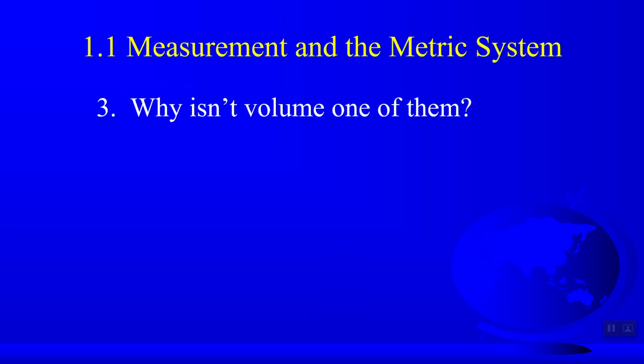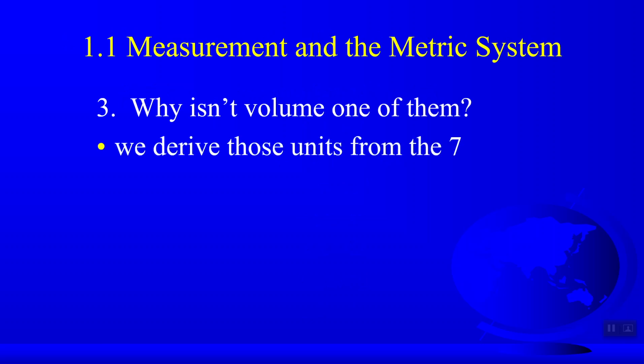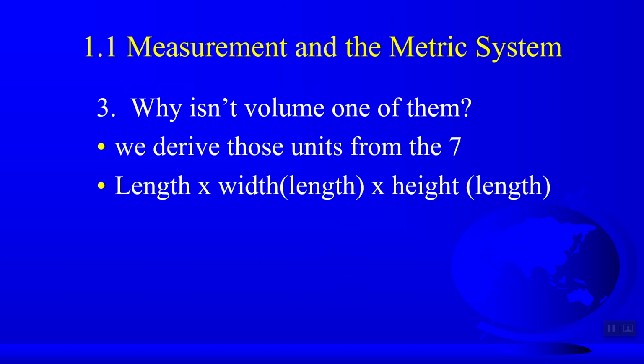So, why isn't volume one of them? Why didn't we put liters there? Because volume is derived from the units of the seven. What does it mean to derive? That means you had to multiply or divide those seven in order to come up with volume. How do we derive volume? Well, volume is length times width times height.